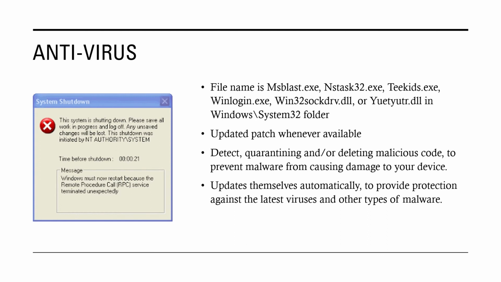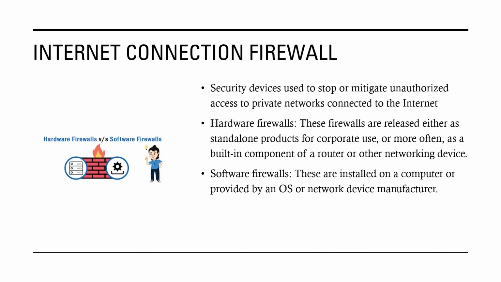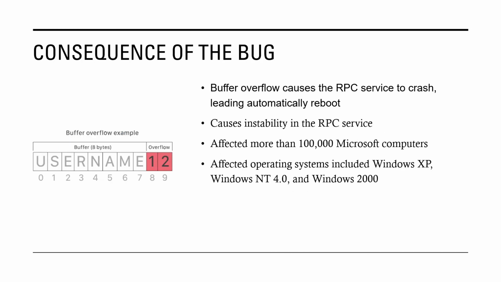The way antivirus works is that it detects, quarantines, and deletes malicious code on your device, so it is important to update the patch when available. ICF is also a prevention mechanism to prevent unauthorized access. This is done using either hardware or software firewalls. The consequences of the bug caused the service to crash and reboot by itself. It damaged the Windows OS and more than 100,000 users were affected.